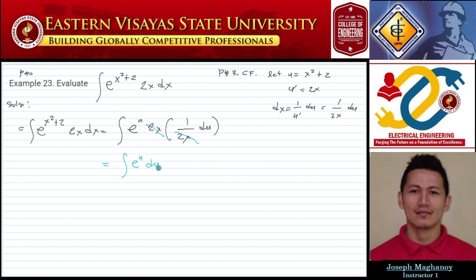integral of e to the u du. I think we can apply our formula, exponential formula number 4. Integral of e to the u du equal to e to the u plus c. So recall u, which is x squared plus 2. Finally, your answer is e to the x squared plus 2 plus c. So that is your final answer.